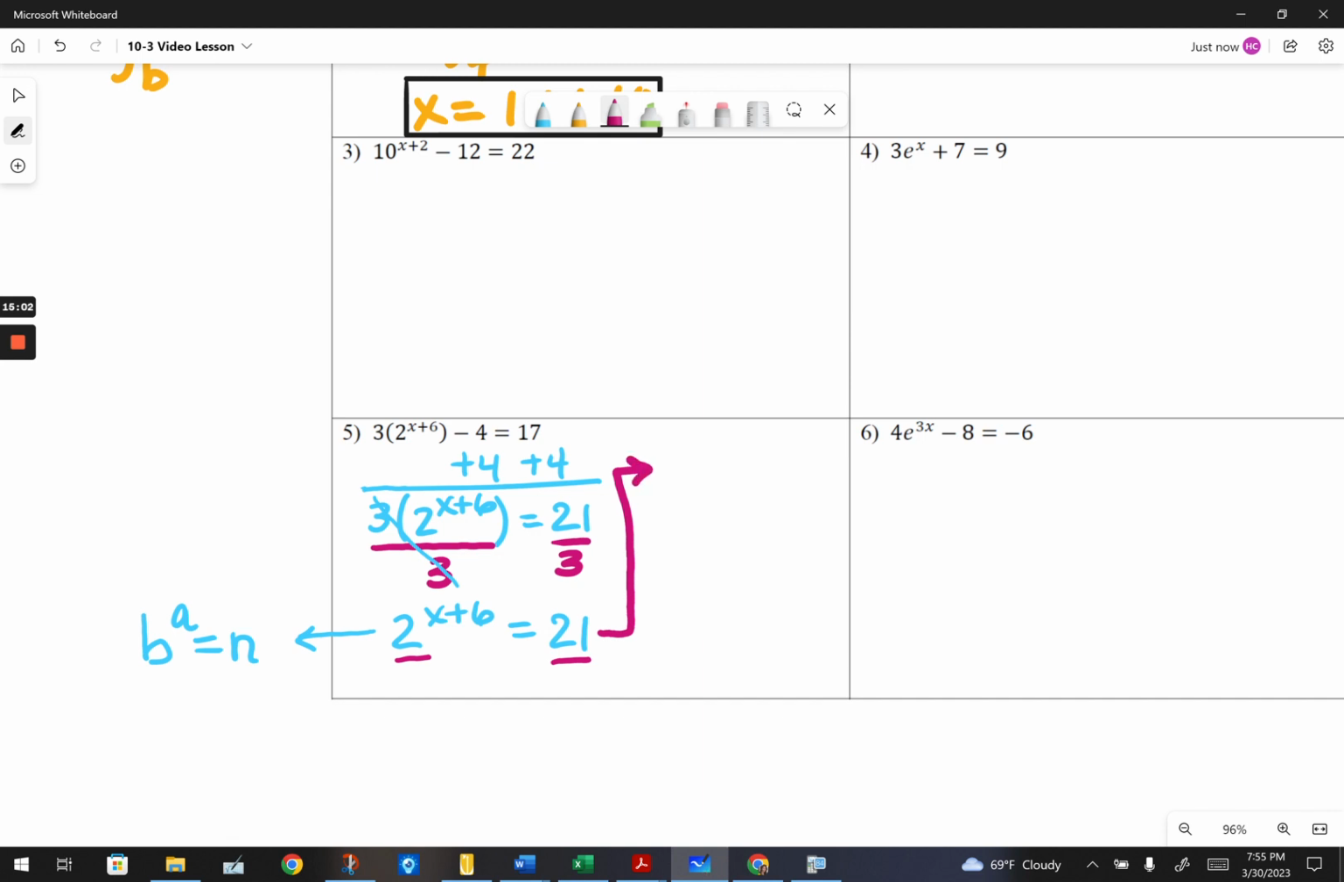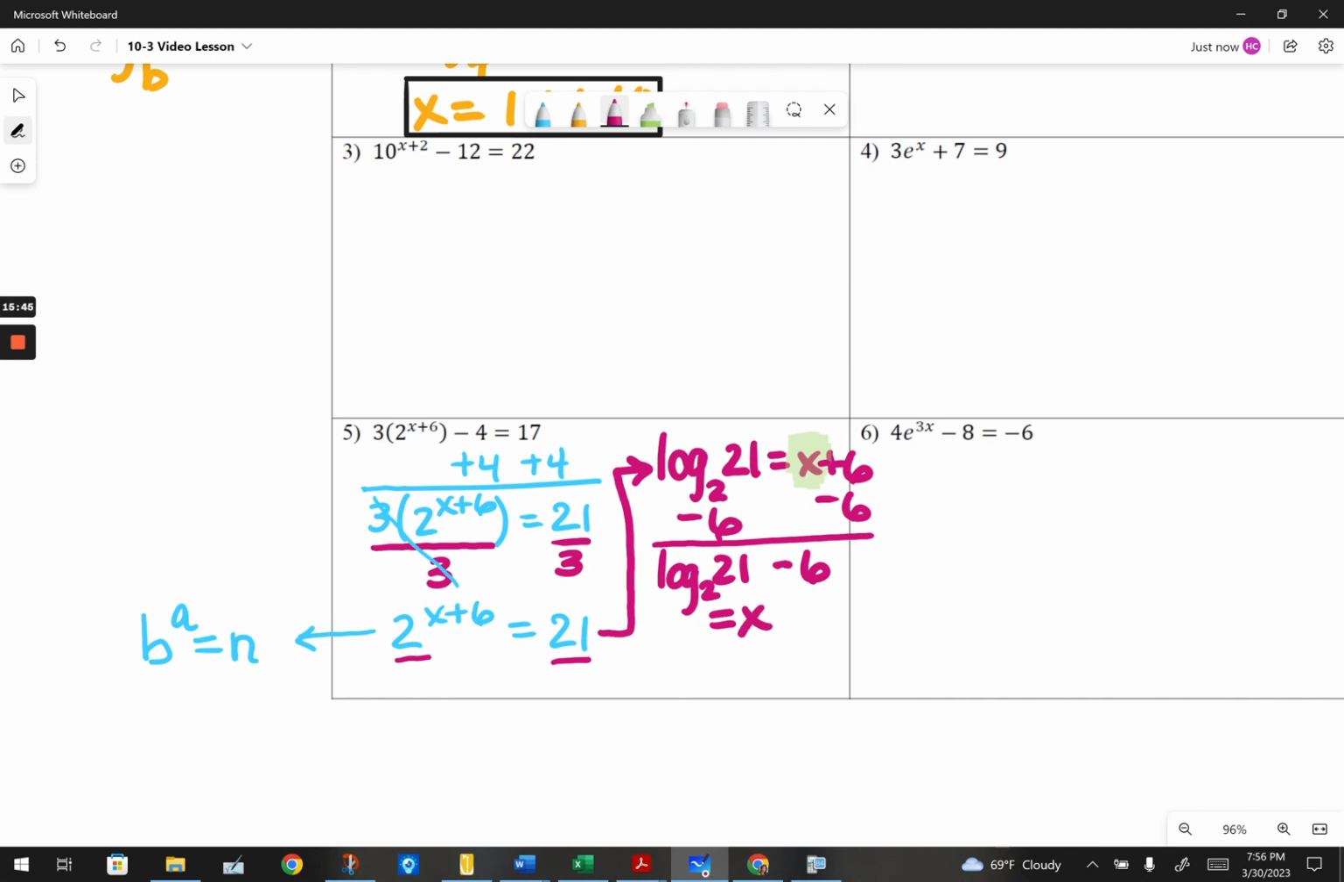So, log of the base 2 of the number 21 equals x plus 6. Okay, but I'm solving for x, so I must get rid of the plus 6 to the other side. So opposite of positive 6 is negative 6. And now my answer is going to be log base 2 of 21 minus the 6. That's going to equal my x.